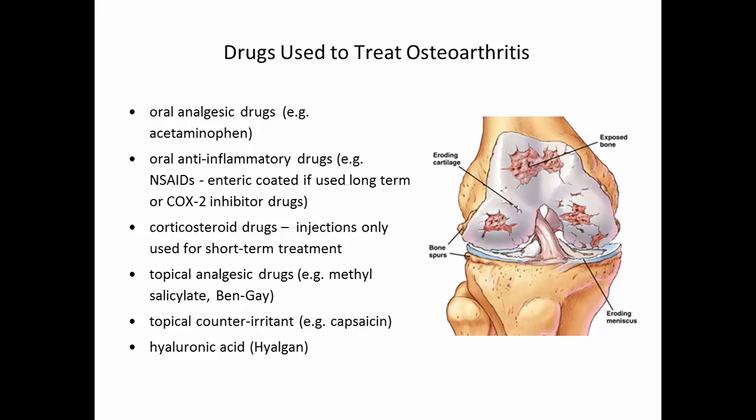Sometimes there are some topical analgesic drugs like menthol salicylate, or Bengay. So this is a counter-irritant type of thing that, again, may help reduce pain by acting on those touch receptors. Or there is something called hyaluronic acid, and it is something that is secreted normally inside the joint capsule, and it lubricates that joint. If it is injected into the joint, then it can cause more lubrication in the joint itself, and that can be very helpful for reducing friction between bones and so on.